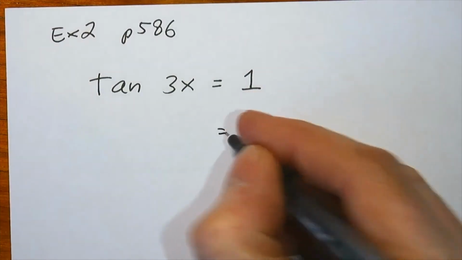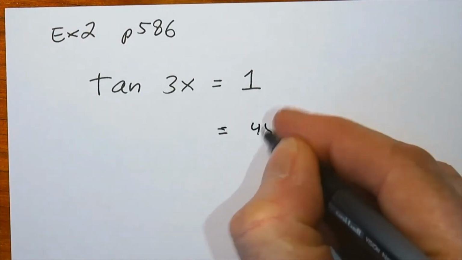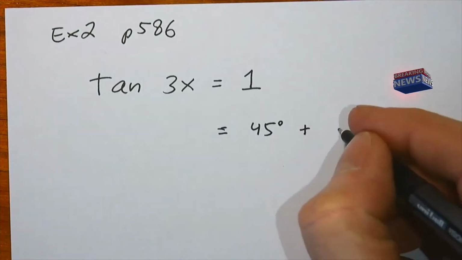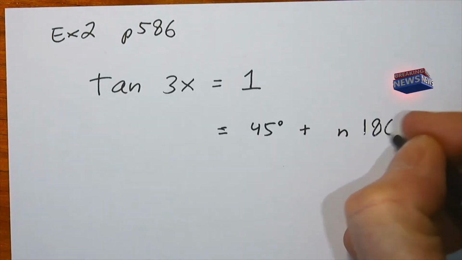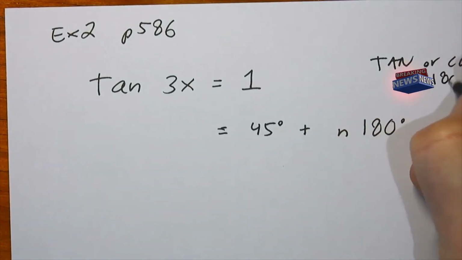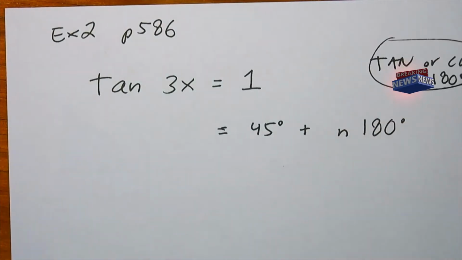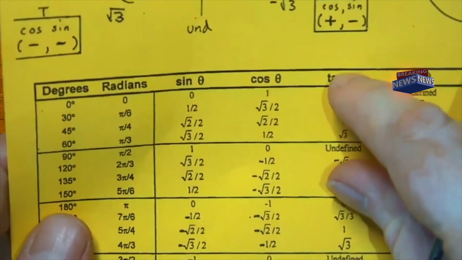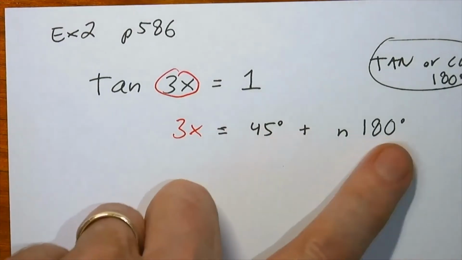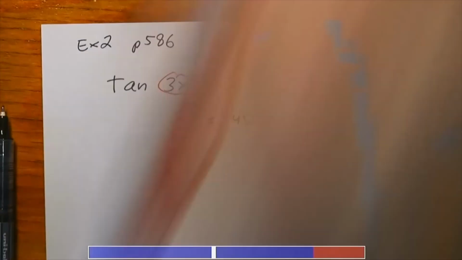So what is it? It's 45 degrees plus, but instead of doing 360, you're going to do 180. So whenever you have tangent or cotangent, you're going to use 180, because these numbers actually repeat every 180 perfectly. But wait a minute. We've got a 3x. So let's bring down the 3x. 3 times something is 45 plus multiples of 180.